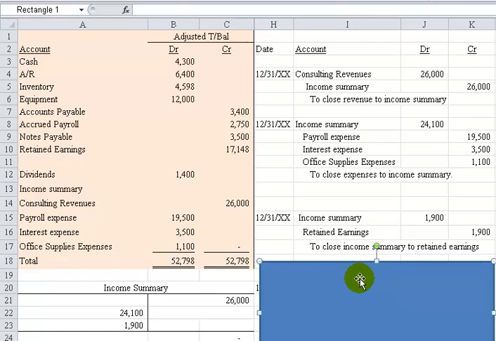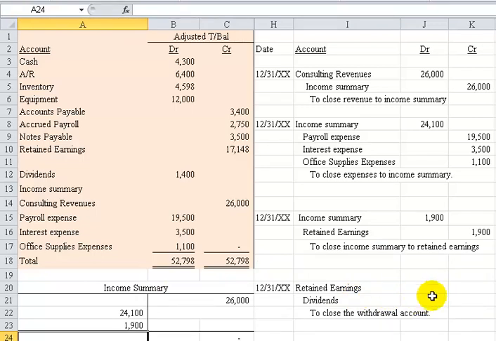And then the last entry we need to close out is that dividends account. Now, dividends aren't part of income, so we don't close them to income summary. Dividends represent the distribution of earnings to the owners. So my last entry would be to credit dividends for $1,400, and that removes dividends, and then debit retained earnings for the same amount.